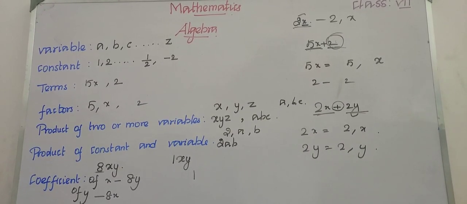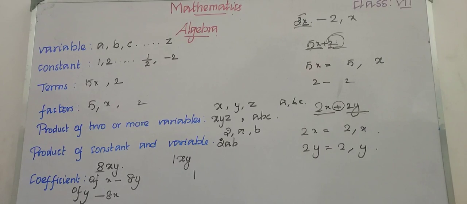So we have learnt about variable, constant, terms, factors, and also product of two or more variables and product of constant and variables, and then we learnt about coefficient. Is it clear, children? Learn it properly. If you want, just take a hint in your homework notebook. We are going to use it throughout this whole chapter. In the algebra chapter, we are going to use all these variable, constant, terms, factors, coefficient for doing the sums.